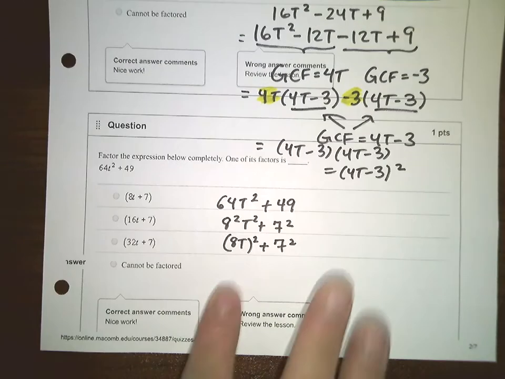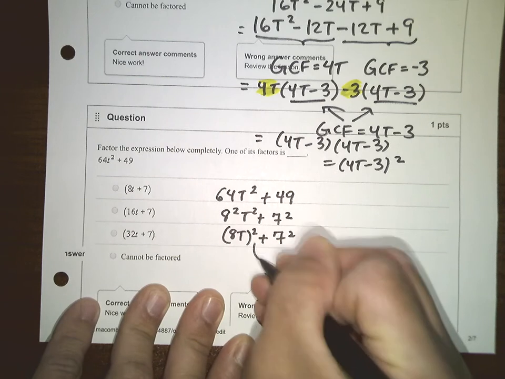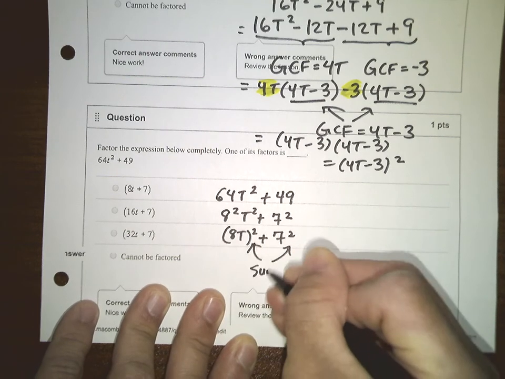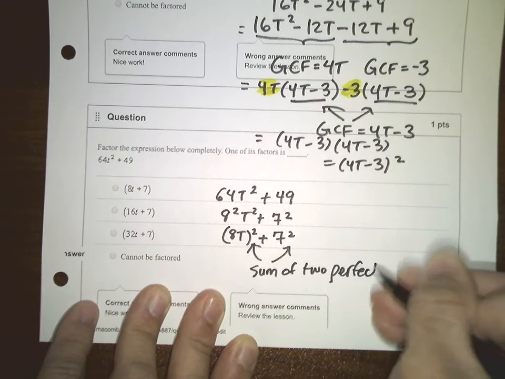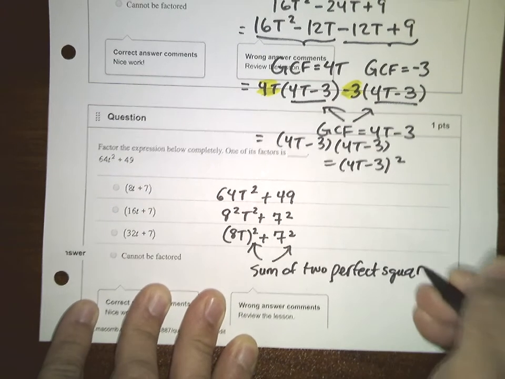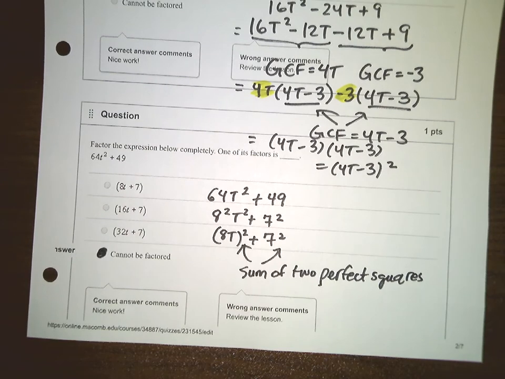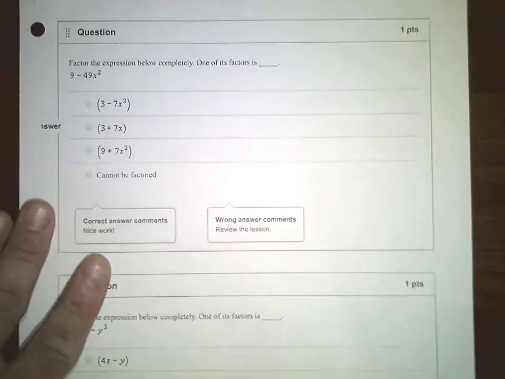And then I see I have two squares added together. If I have two squares added together, so the sum of two perfect squares, that cannot be factored. All right, so whenever I see the sum of two perfect squares, this cannot be factored. So there we go. Let's try another one.